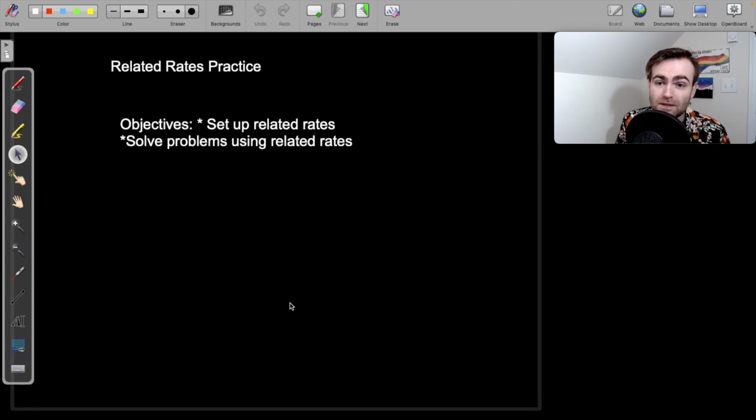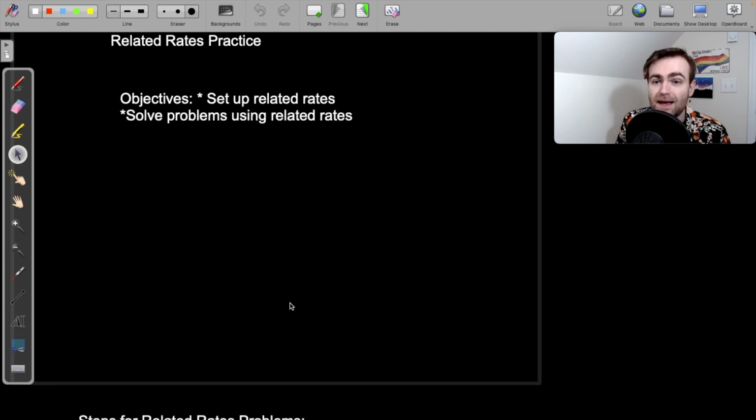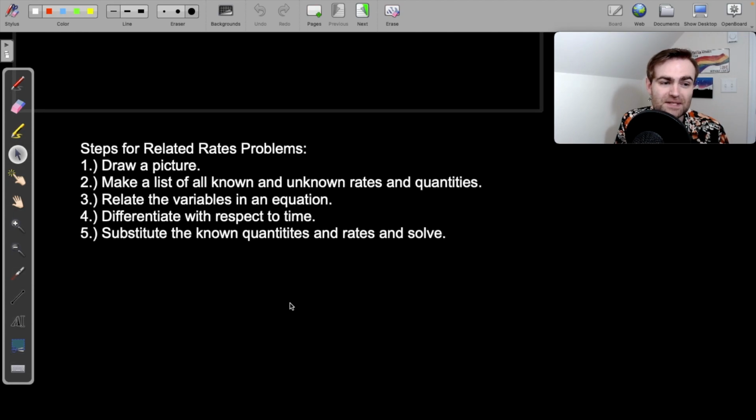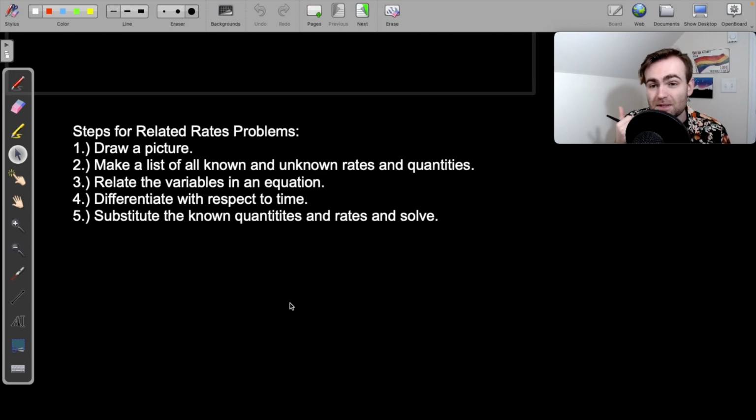So when we deal with related rates problems, most textbooks are going to tell you to deal with it in 5 steps. The first step is going to be to draw a picture of some kind. The second one is going to be making a list of what you know, what you're trying to know. The third one is going to be setting up some sort of equation, some sort of relationship between what you know, what you don't know, and the situation itself.